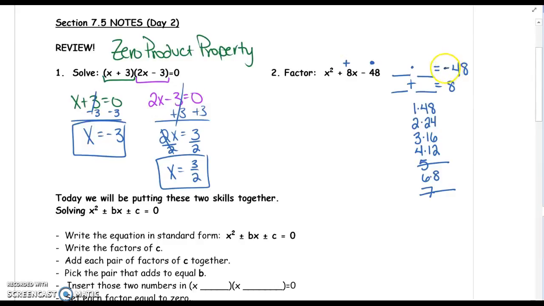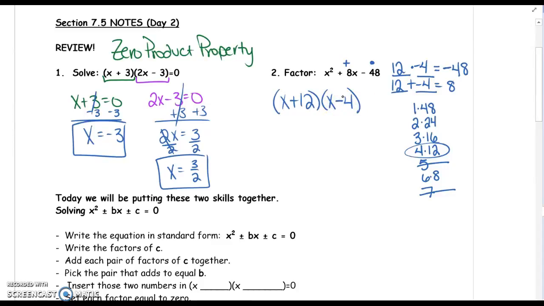So because we're multiplying to get negative 48, that means one of the numbers has to be negative. So try doing like 16 minus 3. That's 13. That doesn't work. What about 12 minus 4? 12 minus 4 is 8. So 12 times negative 4 is negative 48. 12 plus negative 4 is 8. So the factored form is x plus 12, x minus 4.